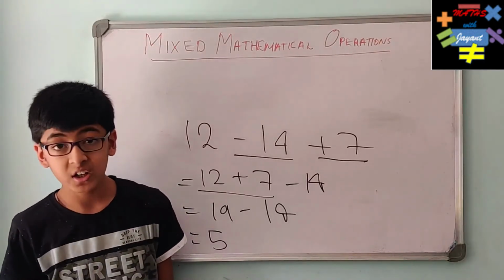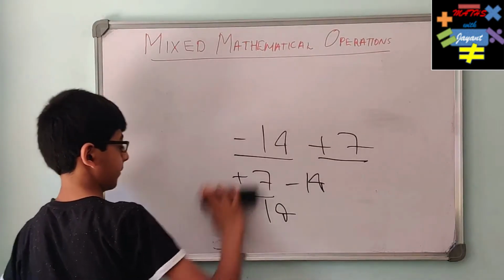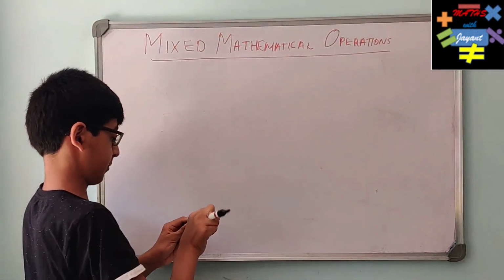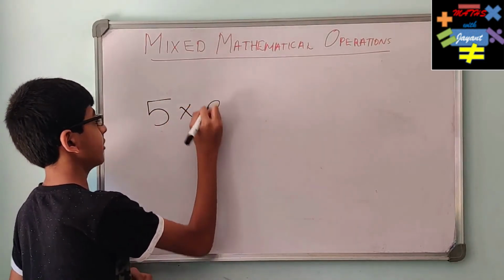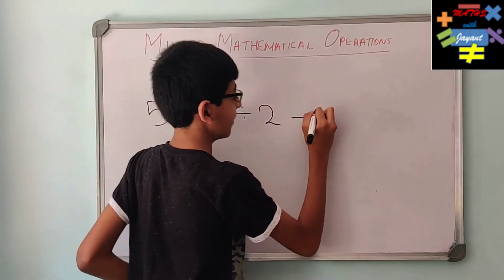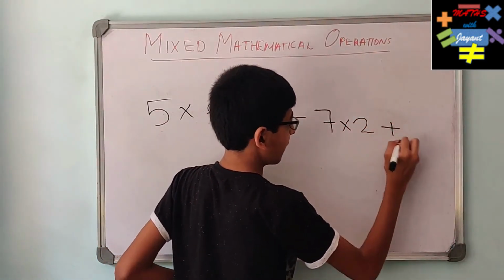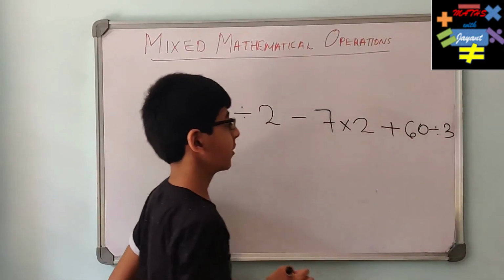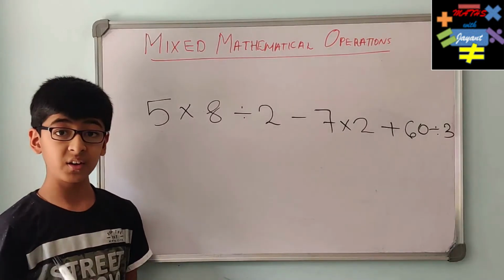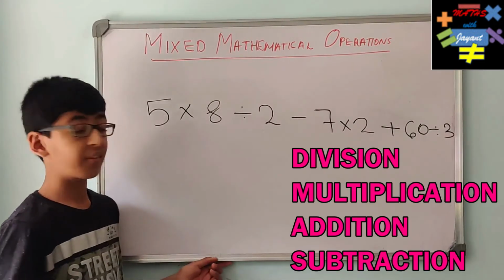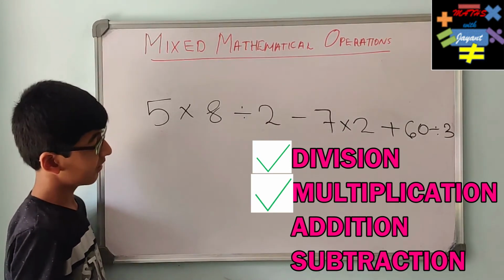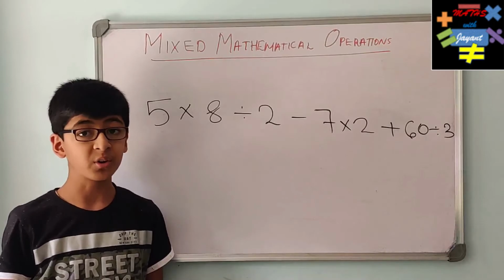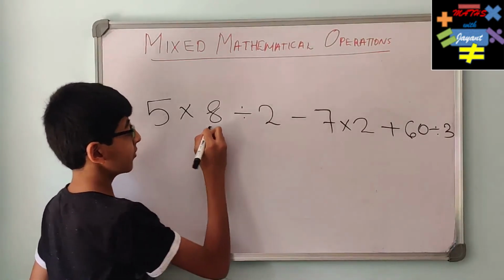So now for ending, let us solve a last question. So let's make this into 8 divided by 2 minus 7 into 2 plus 60 divided by 3. Now this question, we need to check first if it has all the operations. Does it have division? Yes. Multiplication? Yes. Addition? Yes. Subtraction also? Yes. So first, which one should we solve? Yes, first we should solve division. So first we are going to solve 8 divided by 2.